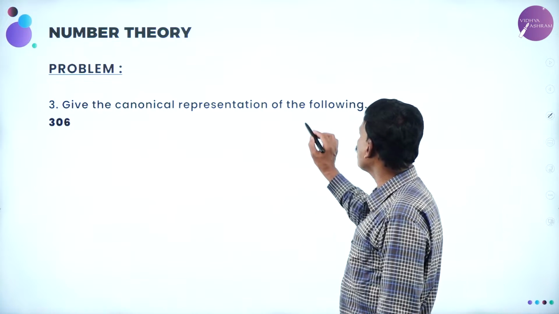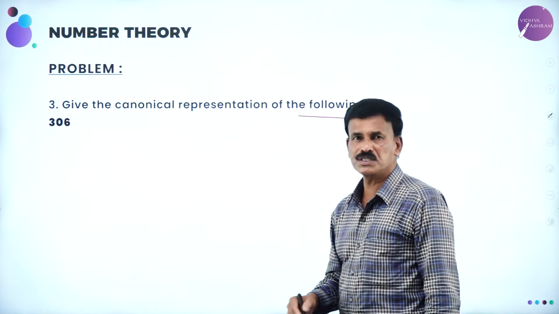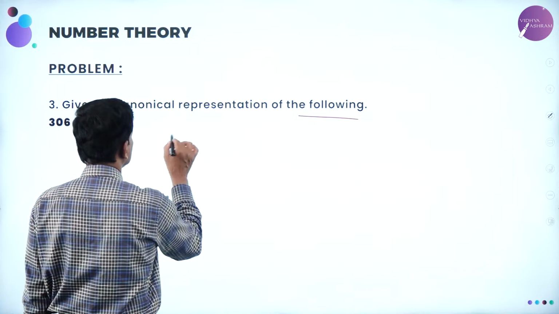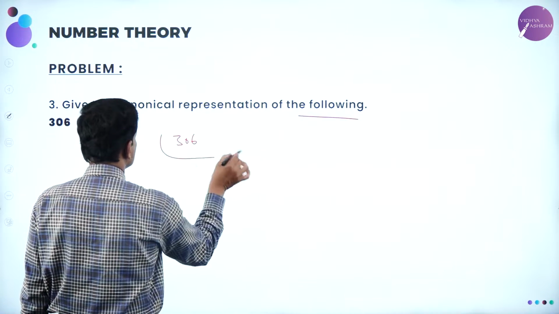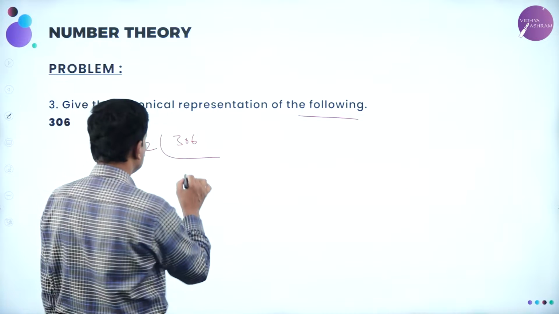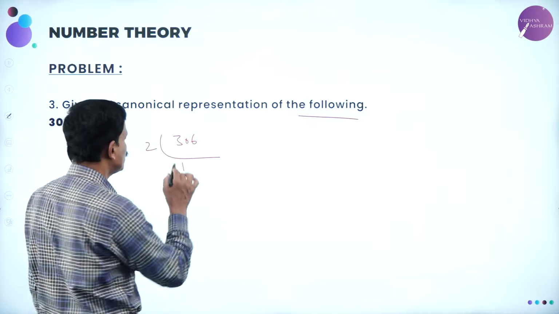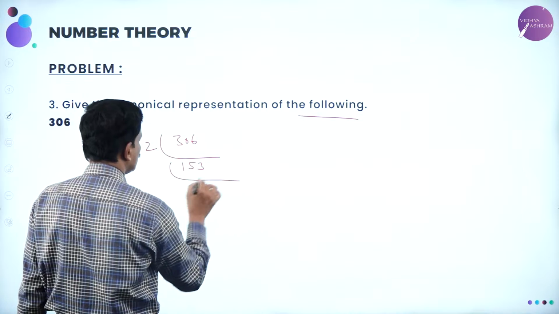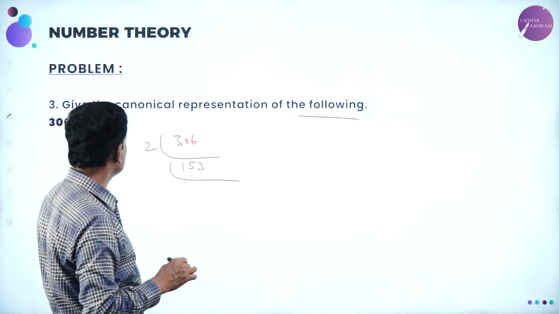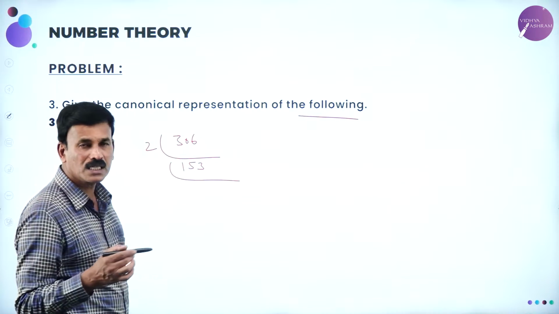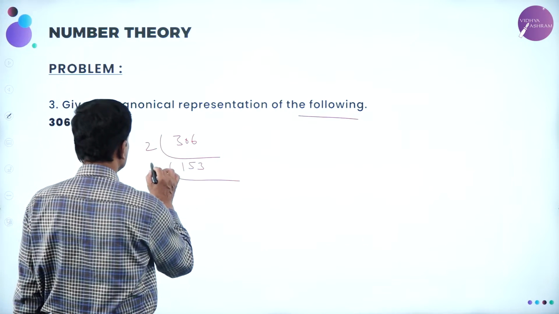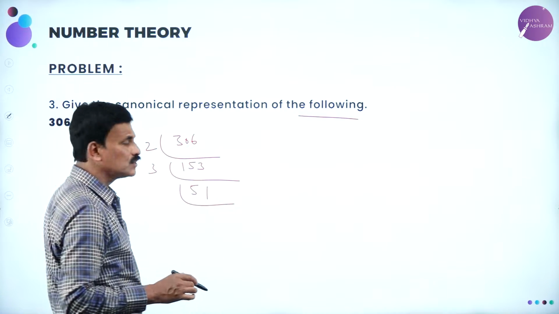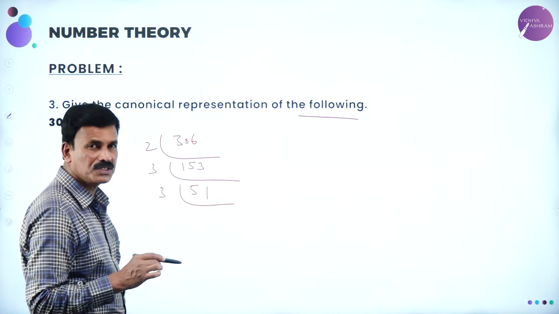Give the canonical representation of the following number 306. Now this is the same as the previous one. So let us start with 2. 2 ones are 2, 2 5s are 10, and 2 3s are 6. Again, 2 7s are 14, but 13 cannot be divisible by 2. Let us take 3. 3 5s are 15, 3 1s are 3. So this can be divisible by 3 also.